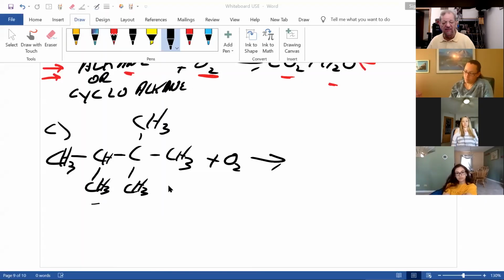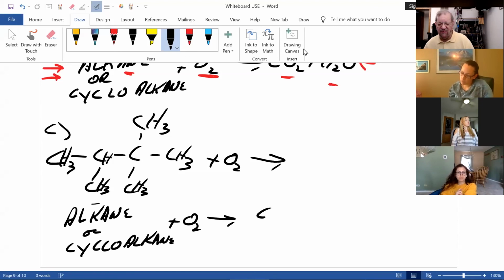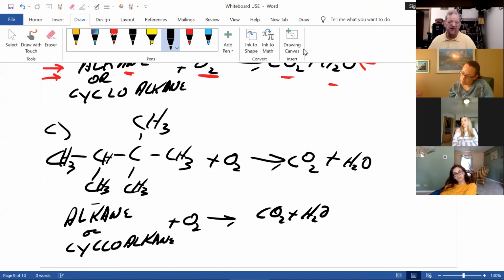You say, oh, carbon and hydrogens, carbon, single bonds, this is an alkane. And it could have been a cycloalkane. I haven't done any rings today, but maybe Monday next week I will. And I get CO2 plus water. And therefore the answer here, CO2 plus water. And that's how you do it.